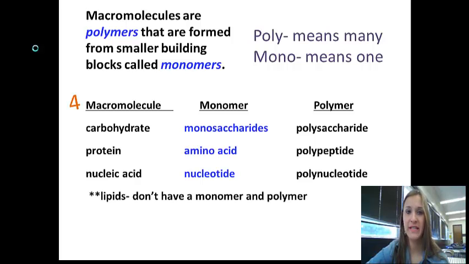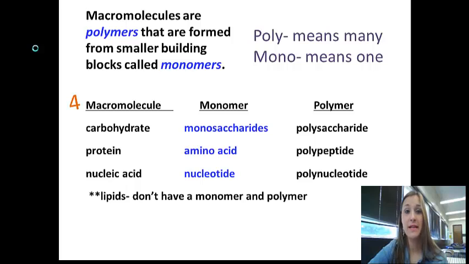Lipids are the exception in that they don't have a true building block. But some of these words should seem familiar, such as carbohydrates. You probably think of carbs, especially if you're a girl, you don't want to eat too many carbs, otherwise you gain a lot of weight. So carbohydrates are your breads, your pastas, your candy, they're sugars.